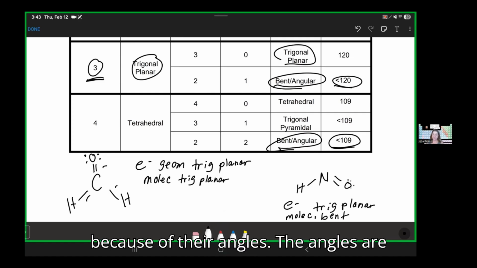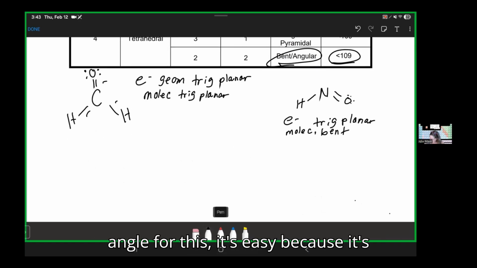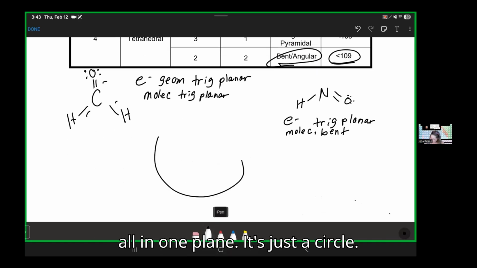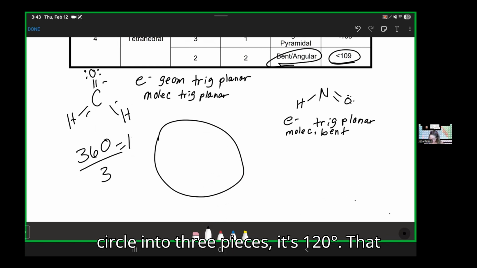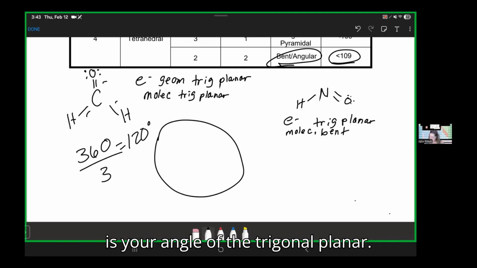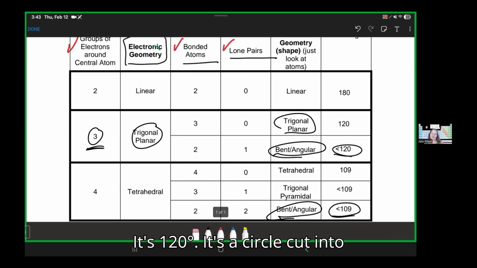The angles are different. To remember the angle for this, it's easy because it's all in one plane. It's just a circle. A circle is 360 degrees. If we divide a circle into 3 pieces, it's 120 degrees. That is your angle of the trigonal plane, 120 degrees. It's a circle cut into 3 pieces.